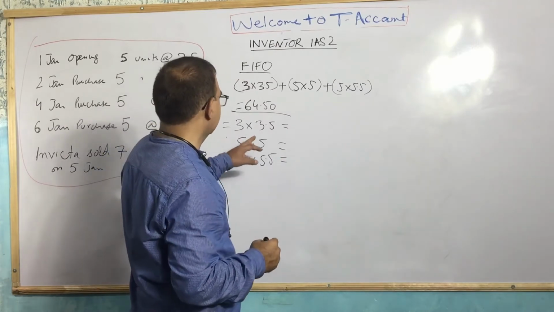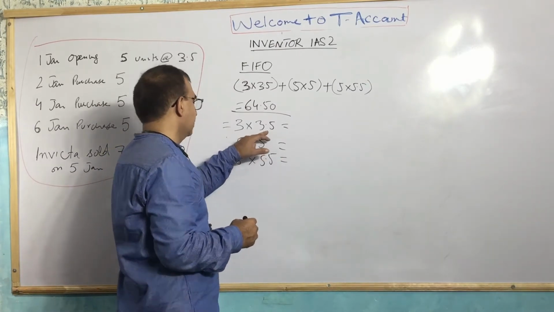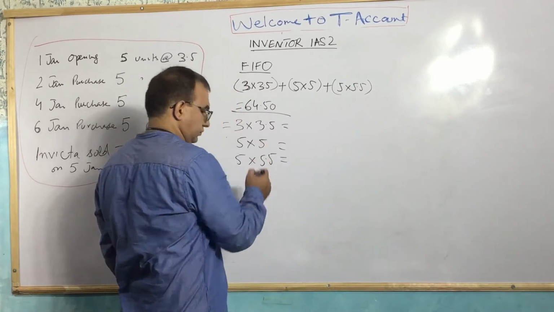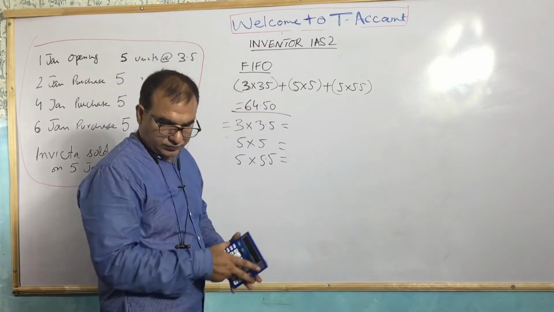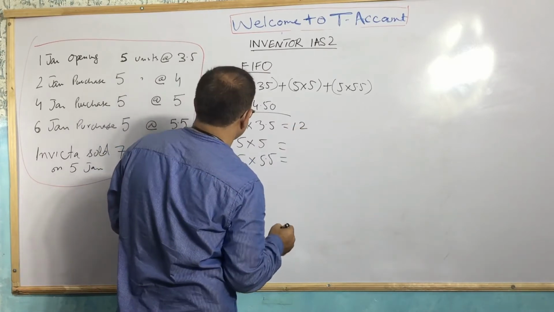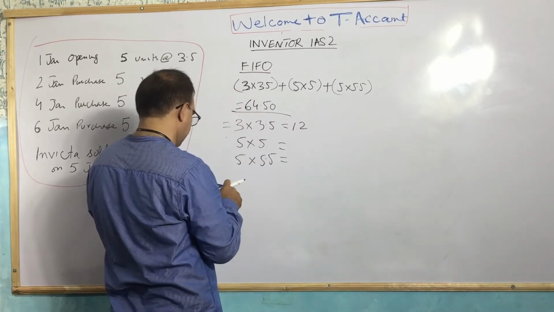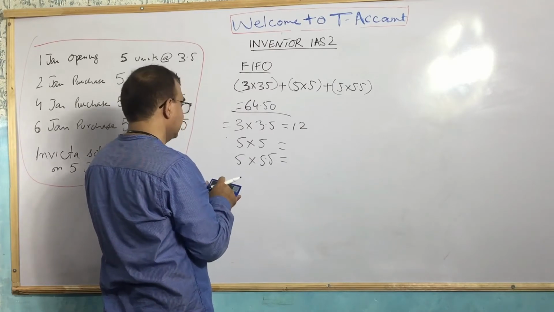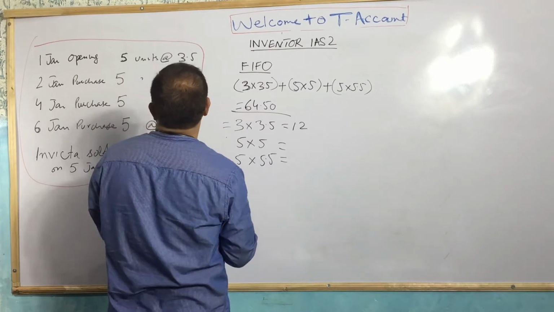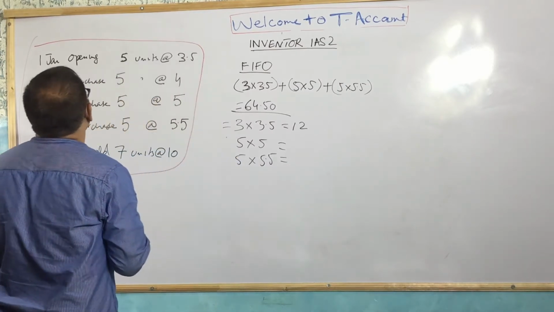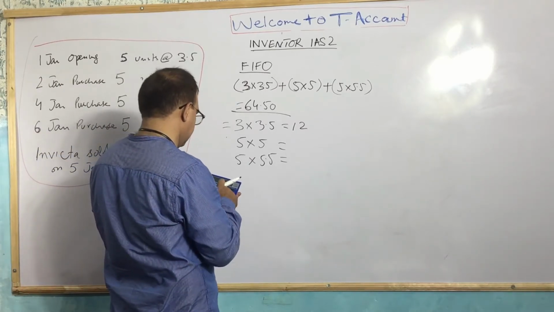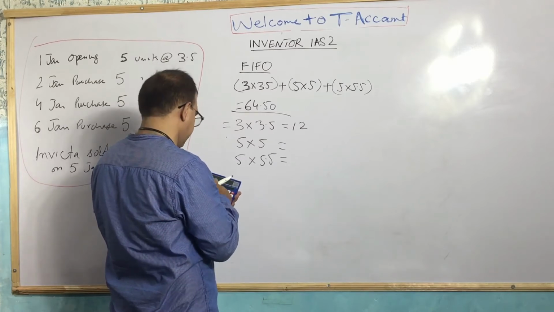So 3.5, 5, how much is that? 12 into 3.5. 3 into how much is it? 3 into 3.5.